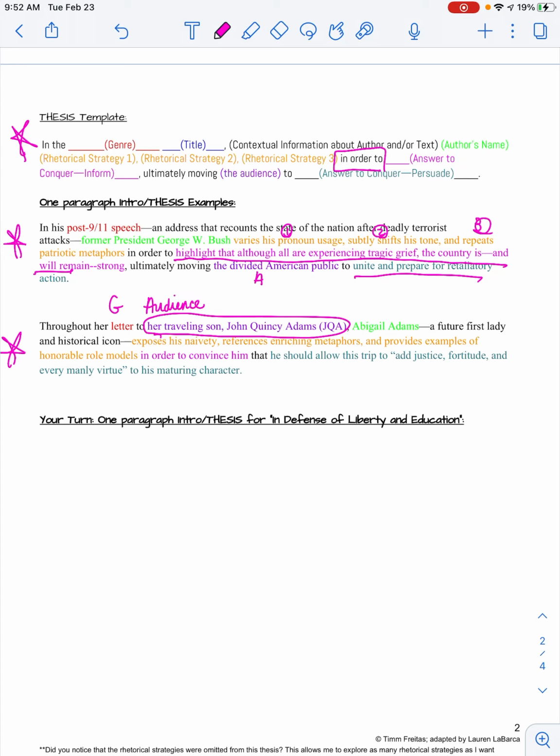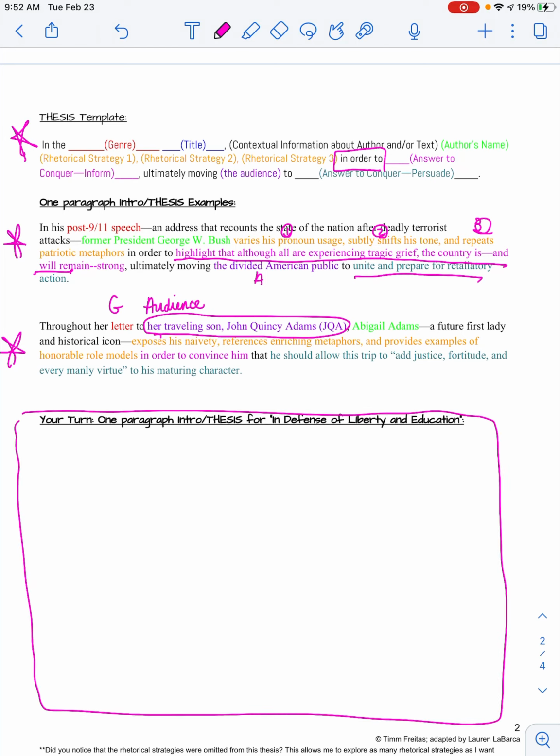Okay? All right. Here it is, y'all. It is your turn. Oh my goodness, that is not correct. I'm going to fix this on your PDF so you won't even see this. For the blessings of liberty and education, I want to see your one-sentence thesis. Okay, thanks.